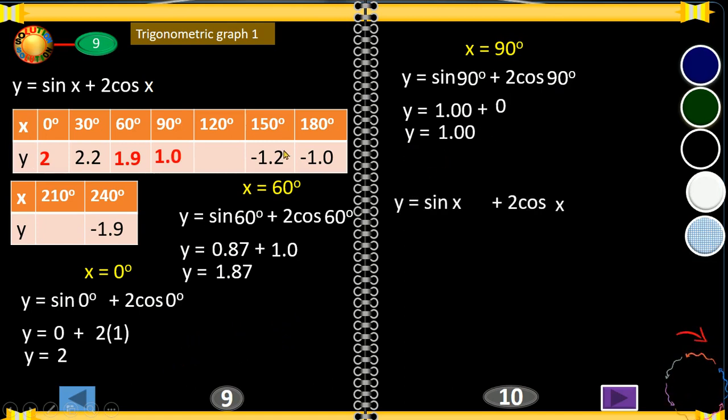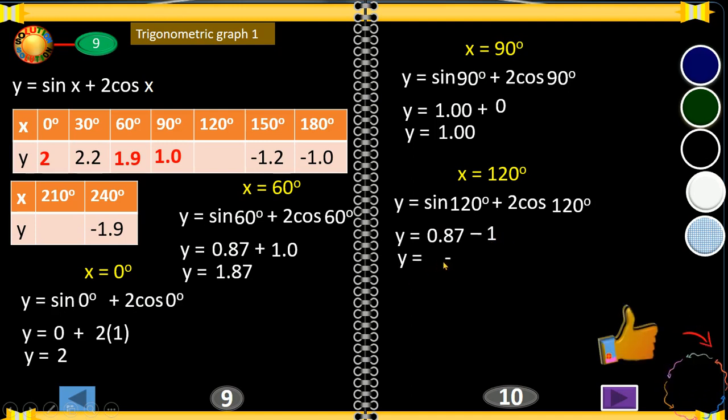Then we are going to find the value of y when x is equal to 120 degrees. Replace this with 120, this with 120. Then on simplification, this will give us 0.87. This will give us minus 0.5. Simplifying further, that will give us minus 1. Y then will give us a minus 0.13, which to 1 decimal place is minus 0.1.